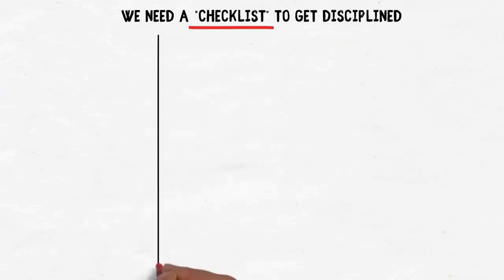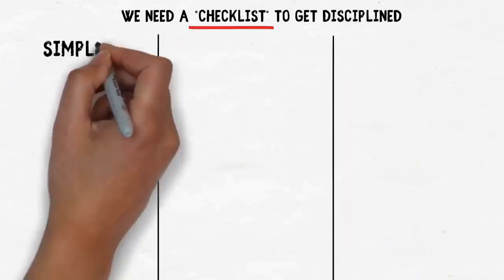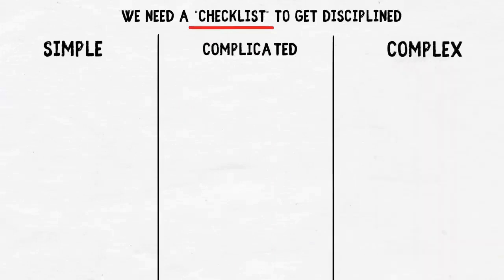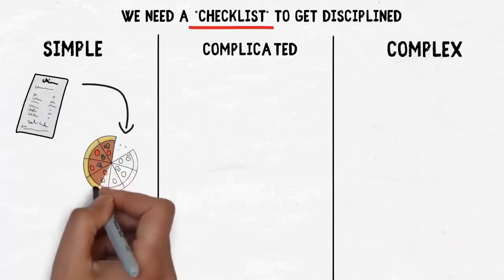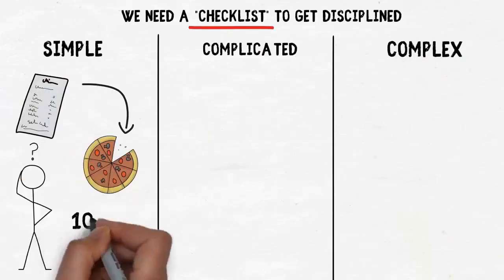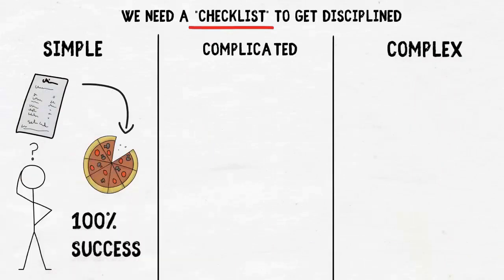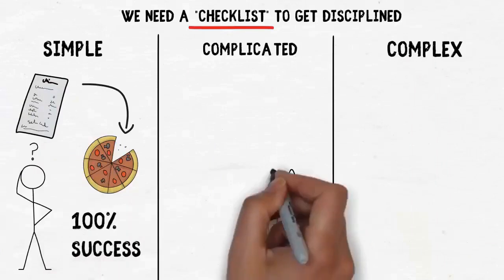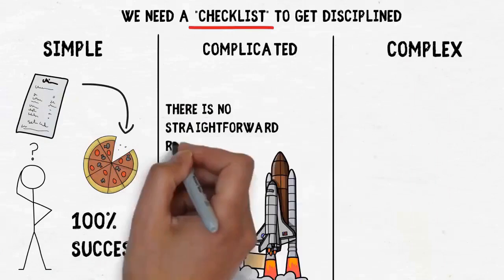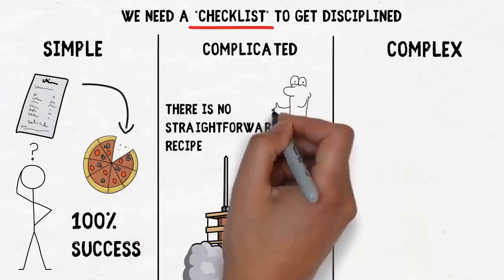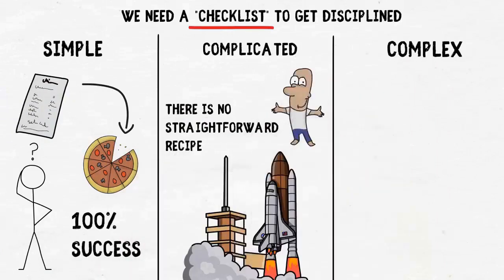In the world, there are only three types of problems: simple, complicated, and complex. A simple problem means cooking by knowing the recipe, where with a little understanding, the chances of success are 100%. A complicated problem means sending a rocket to the moon, which can be broken down into simple problems. But there is no set formula or recipe that guarantees if you do this, the mission will be successful.